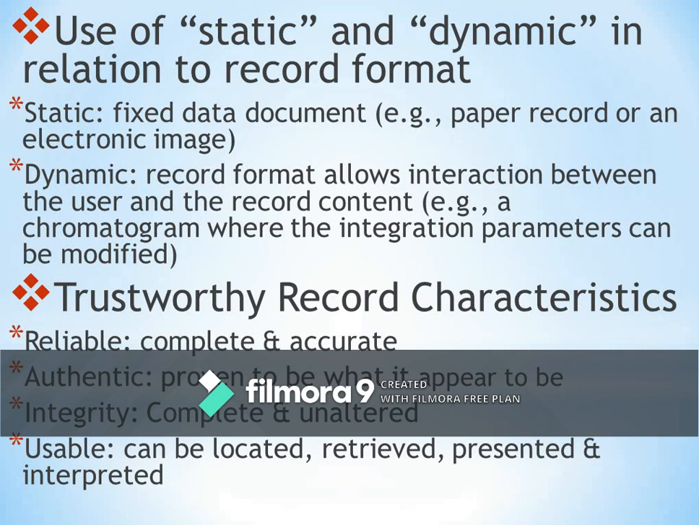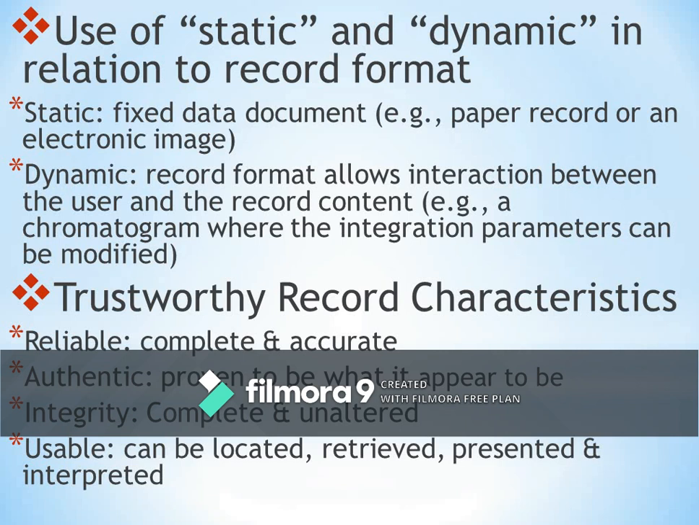Use of static and dynamic in relation to record format. What is static data? If we generalize, a fixed data or document is a static document, like a paper record, an electronic image, or a photo. What is dynamic data? Dynamic data are record formats that allow interaction between the user and the record content. For example, a chromatogram where integration parameters can be modified, and the modification is usually done by a user and recorded in the HPLC itself or in the recorder itself. This type of document is called a dynamic document.